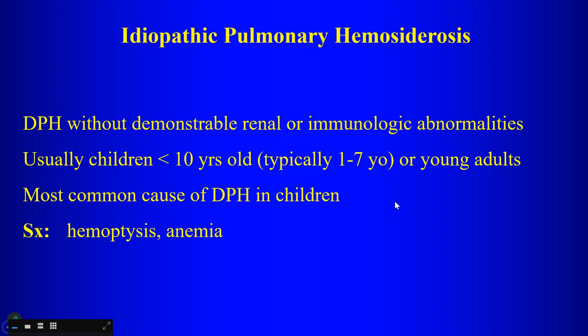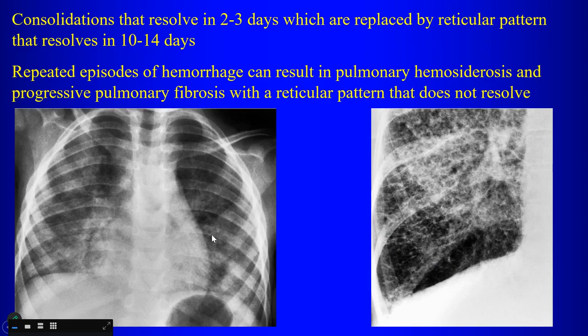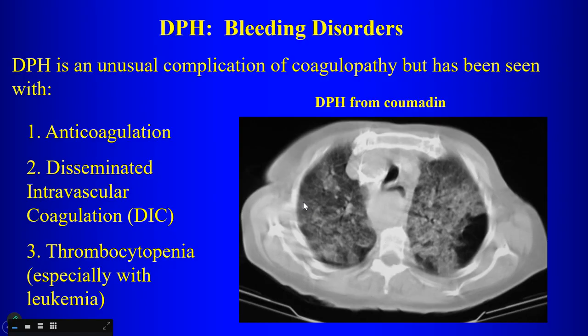So this would be idiopathic pulmonary hemosiderosis. So no renal or immunological abnormalities, usually children. It's the most common cause of diffuse pulmonary hemorrhage in children. They'll have hemoptysis and anemia, consolidations on the chest radiograph, and repeated episodes of hemorrhage can result in interstitial opacities also that can occur on the chest radiograph. Okay, so that's idiopathic pulmonary hemosiderosis in children.